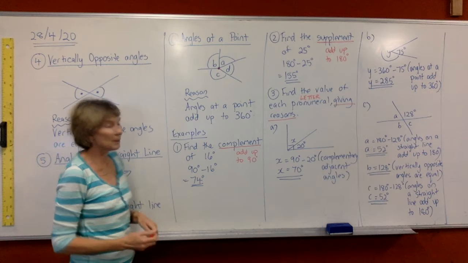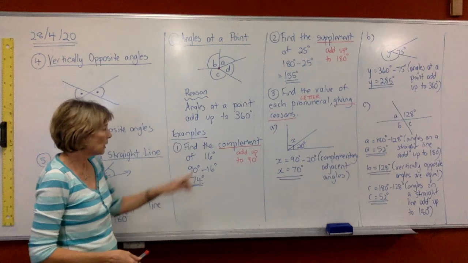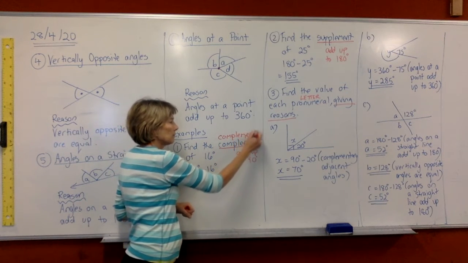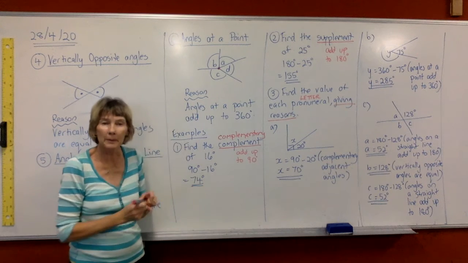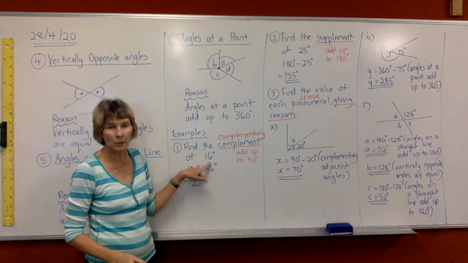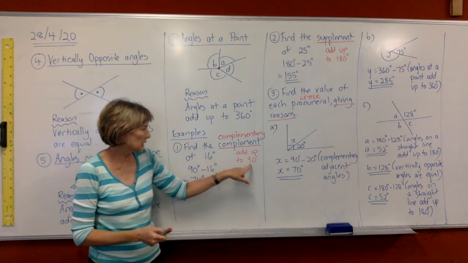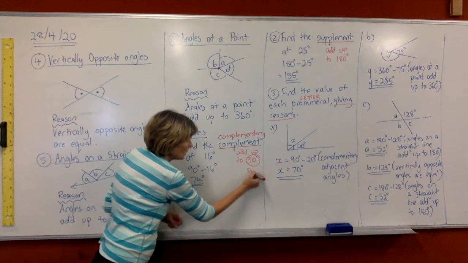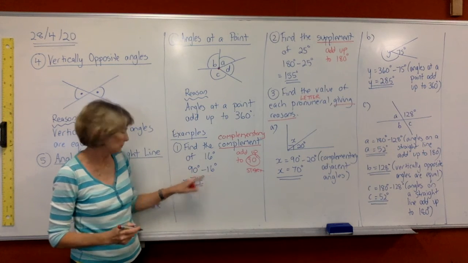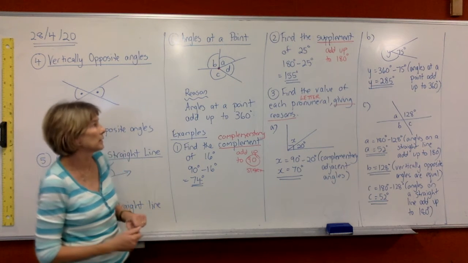Okay, so we're going to go through some examples here. The first one says, find the complement of 16 degrees. The word complement comes from the word complementary, and we know that complementary angles add up to 90 degrees. So they've given us 16 degrees. We've got to find the other angle that makes the two of them add up to 90. So start with your 90, take off the 16 that they gave you, and you'll find out the bit that's left. Make sure you use your calculator. We don't want mistakes on this.